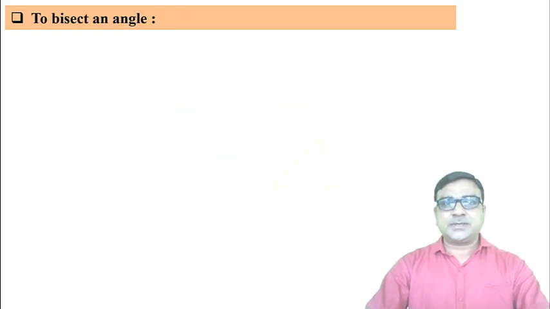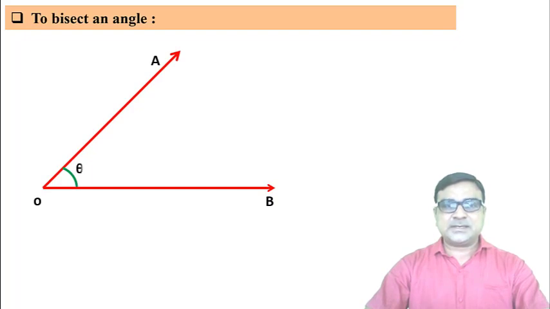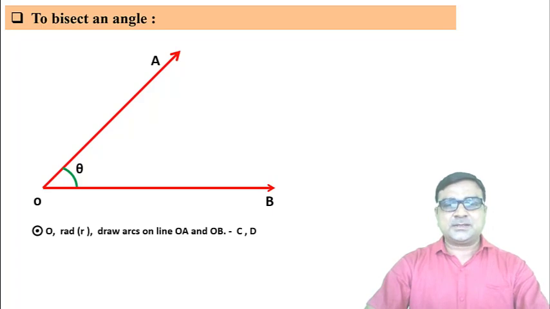Now our next problem is to bisect an angle. Suppose we are given two lines OB and OA, and the angle between these two lines is theta. I want to divide this angle theta into two equal angles, theta by 2 and theta by 2. For that we take a compass, put the center at O with any radius R, and draw an arc which cuts the lines OA and OB at C and D.